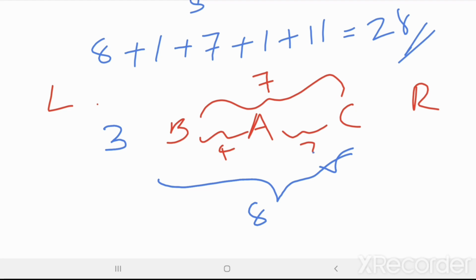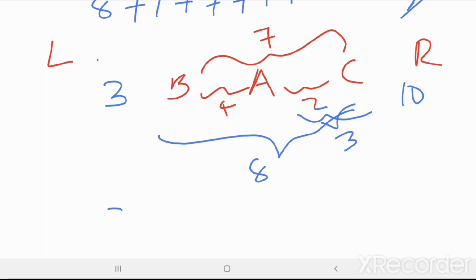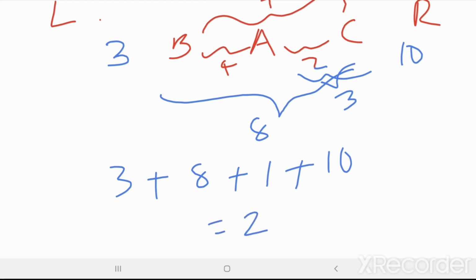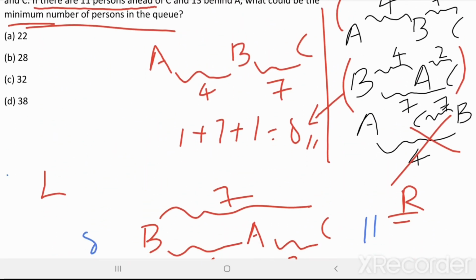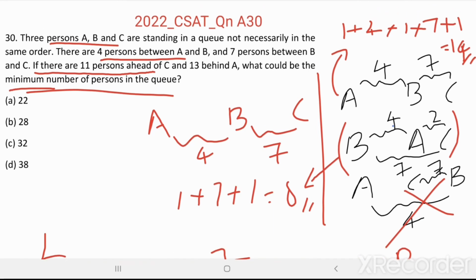And 13 persons behind A. Behind A, there are already 3, 10 more adding here. Then the total persons in the queue equals 3 plus 8 plus, we are considering C, 1 plus 10. This is equal to 22. So the minimum number of persons in the queue equals 22. Option A is the right answer.